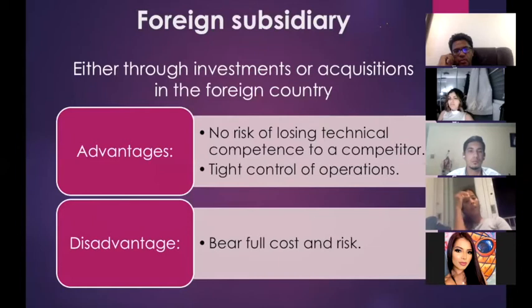Setting up a foreign subsidiary has advantages and disadvantages. Advantages include no risk of losing technical competence to a competitor, and tight control of operations. Disadvantage: you have to bear full cost and risk. It's a disadvantage because you have to invest a lot of money.